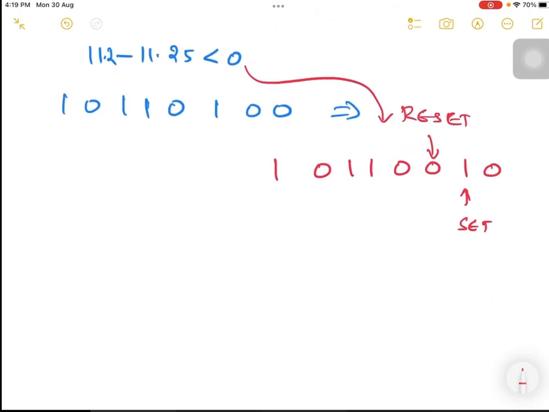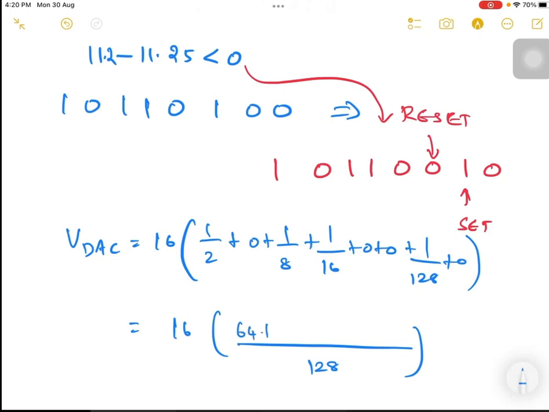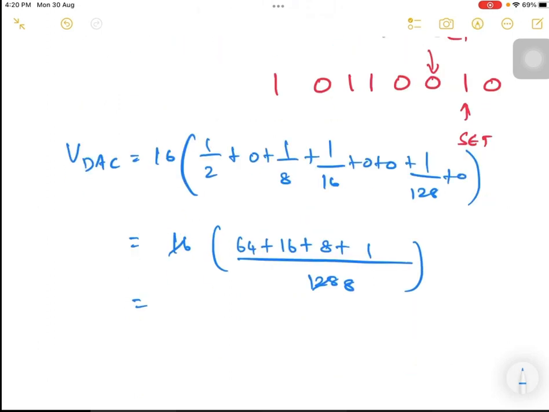Okay, so now in this case we have to find out another value here, the VDAC value. So VDAC equal to 16 into 1 by 2 plus 0 plus 1 by 8 plus 1 by 16 plus 0 plus 0 plus 1 by 128 plus 0, equal to 16 into, I'll make it 128, so which will be 16, 8 times, then 89 by 8. So again I'll use my calculator, 89 divided by 8 will be equal to 11.125 volts.